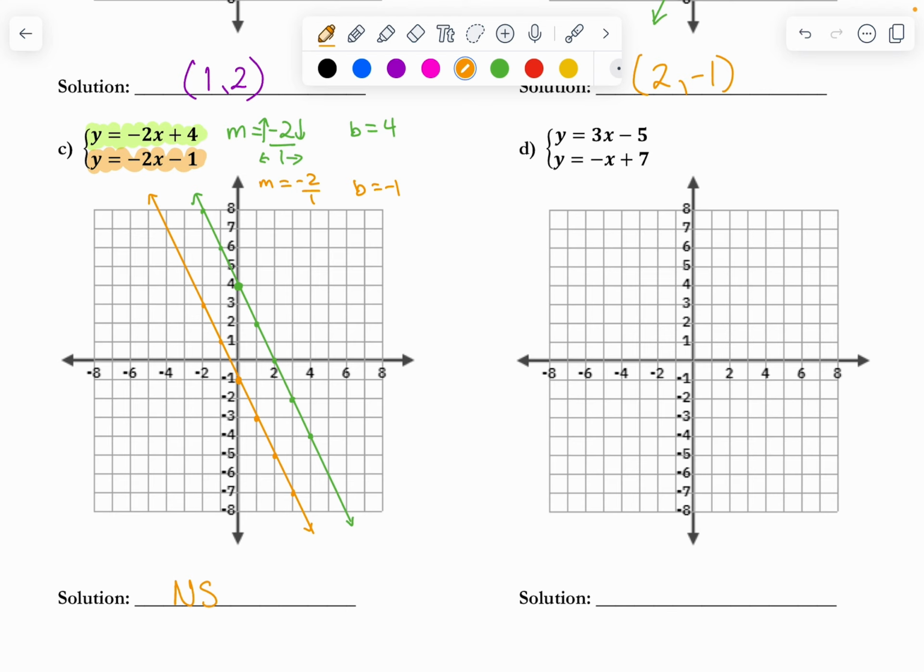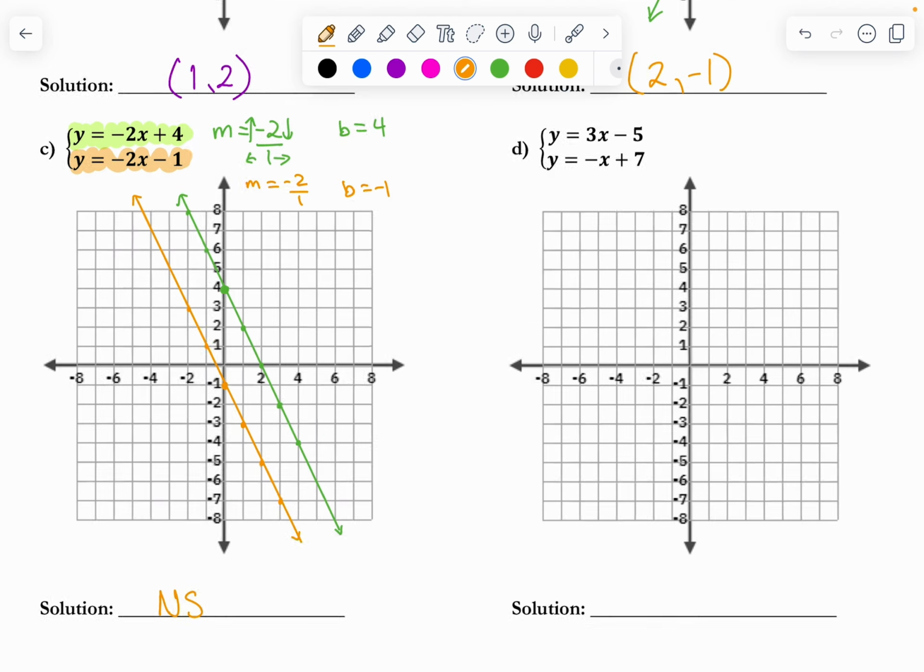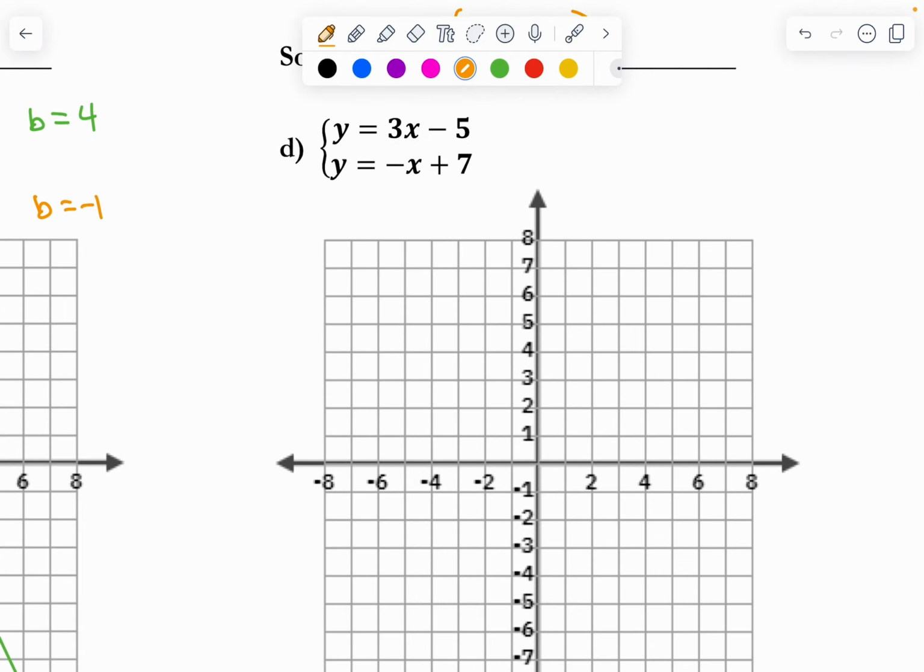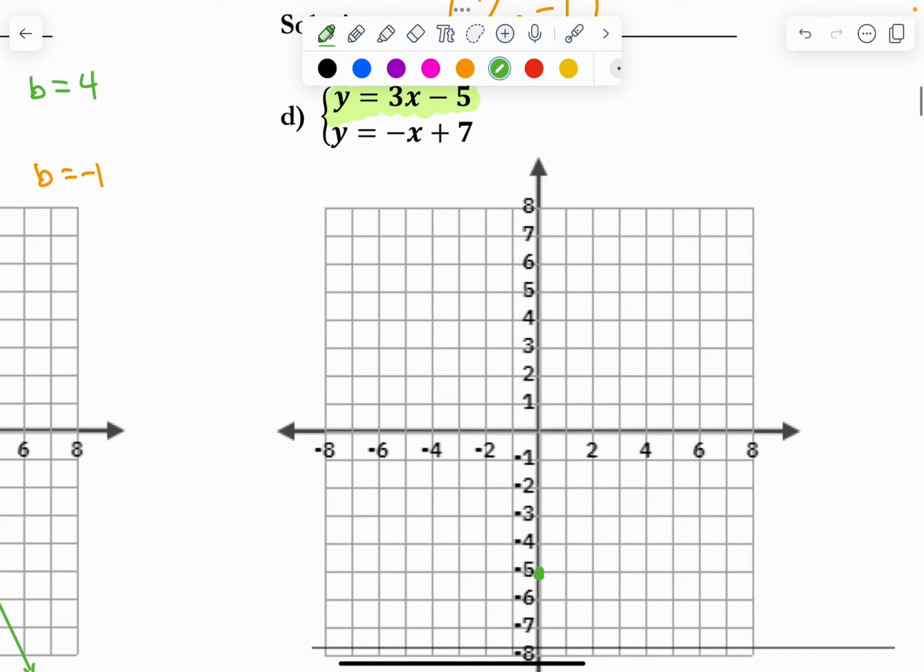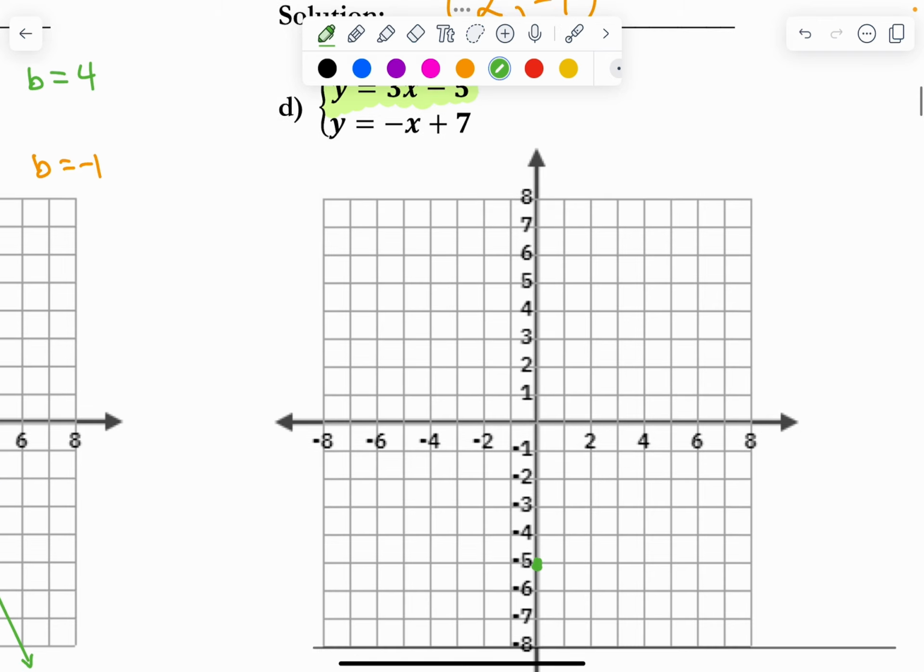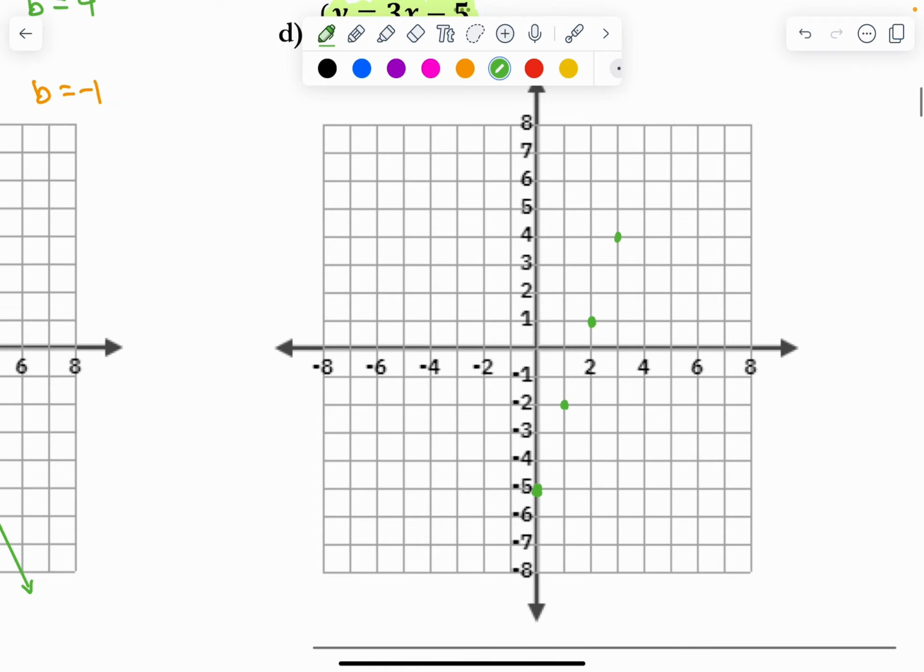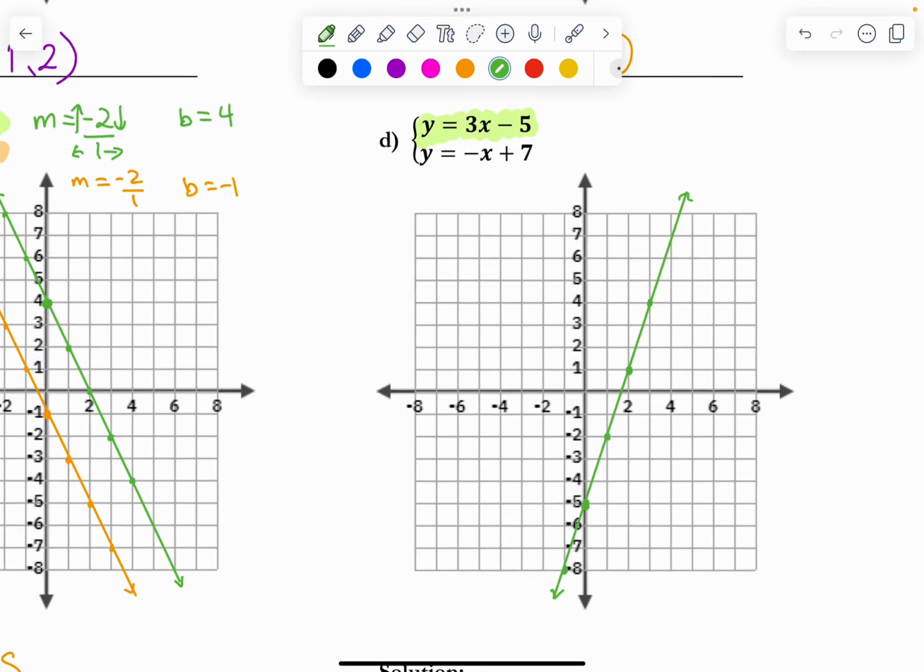Now let's go ahead and do letter D. I'm going to speed up for this one a little bit. Negative 5 is my B. Here we are. My slope is 3 over 1, so up 3 over 1, up 3 over 1. Let's do 1 point here. That's my first line.